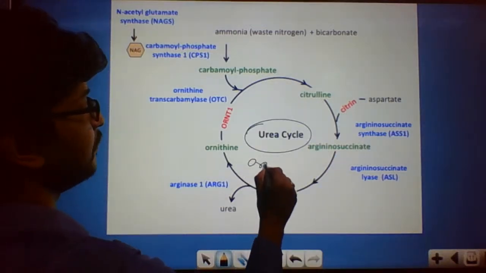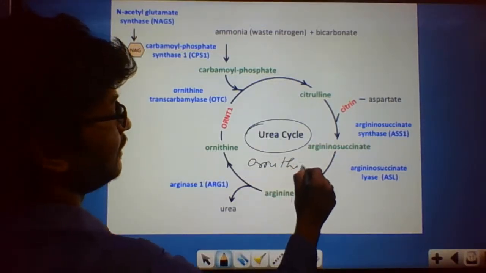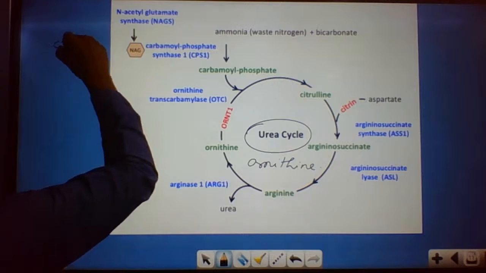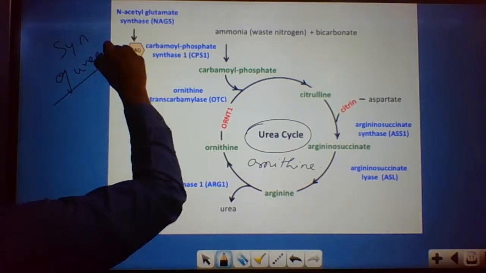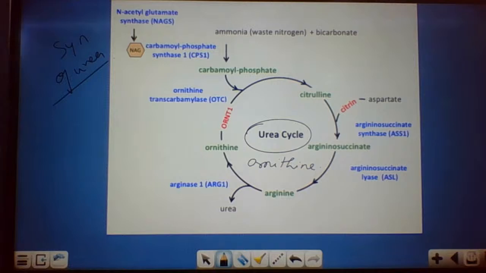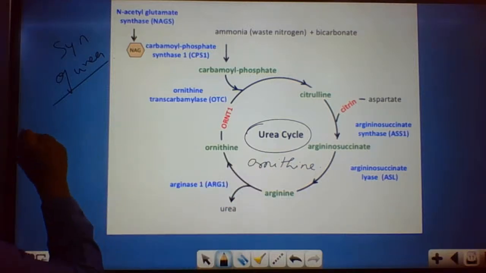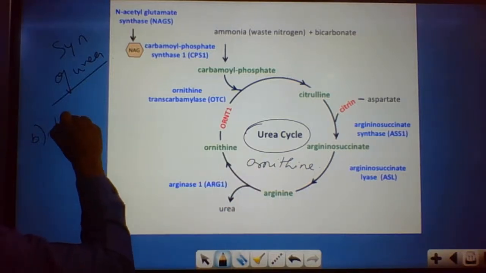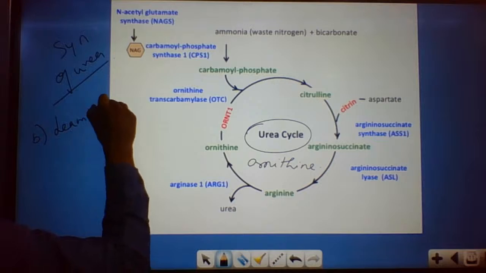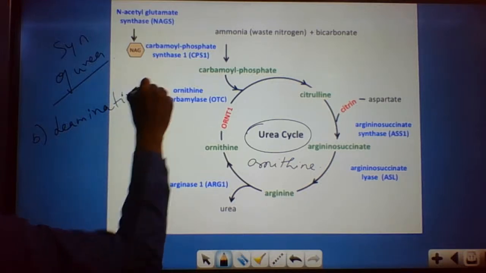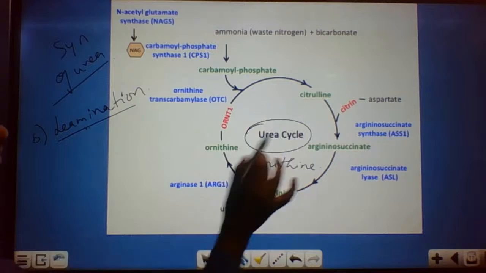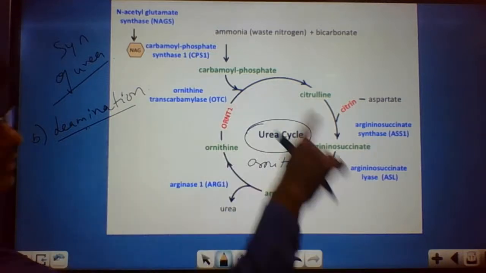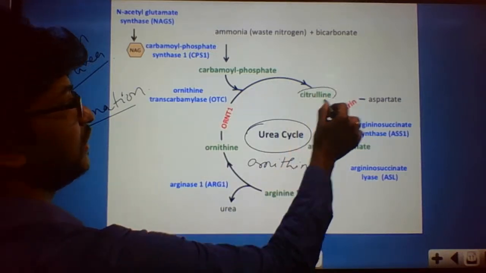This urea cycle can be otherwise called the ornithine cycle. So this slide represents the synthesis of urea, which takes place by the urea cycle. The other one is deamination, the removal of amino groups. So either by means of deamination or by means of this urea cycle, this is getting formed. For example, citrulline is getting formed.